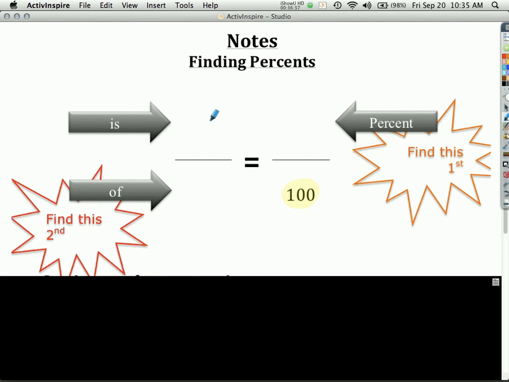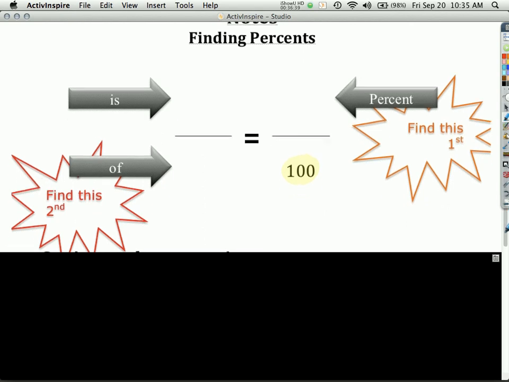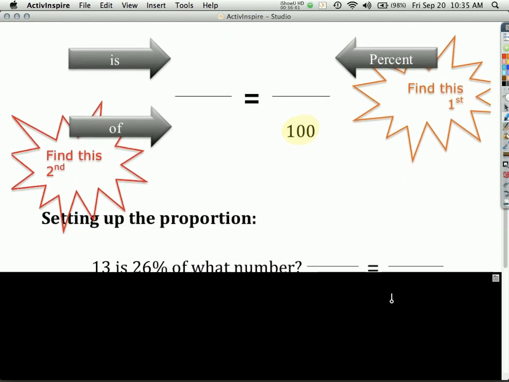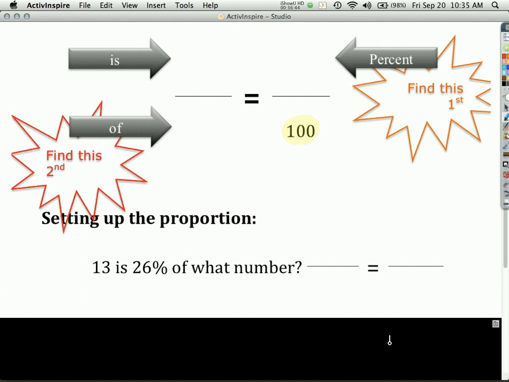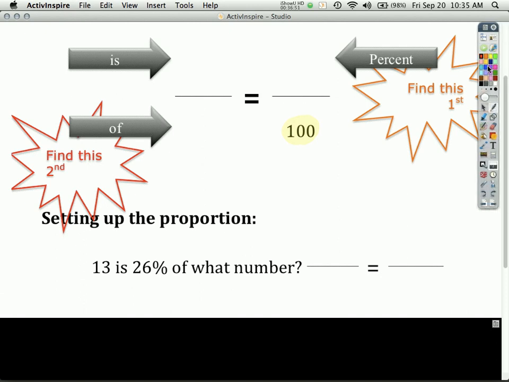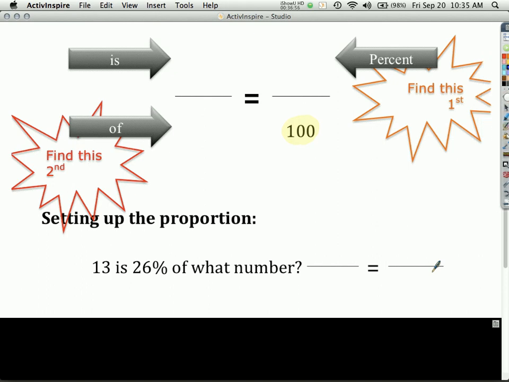So what am I talking about? Well, I'm talking about situations such as this. 13 is 26% of what number? So that's a question that we need to answer. Some of you might have a method already that you could use to figure this out. Some of you might not. As I said a moment ago, I'm going to teach you this method. Use it or use your own. Either way, you have to get the right answer.